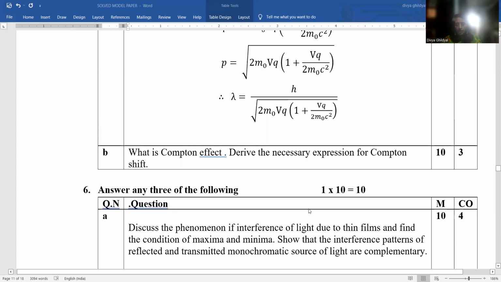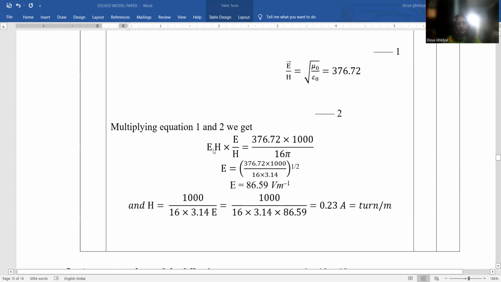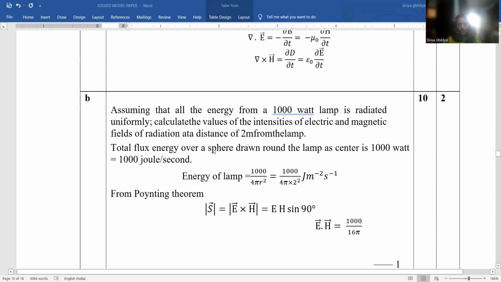If I am asked Compton effect, I will explain the change in wavelength del lambda is equal to h upon m naught c into 1 minus cos phi.